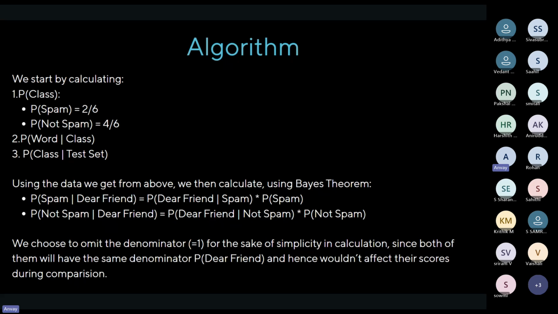So in the end, when we're computing the probabilities and comparing them, it doesn't matter. It's just a constant. So for the sake of simplicity and calculations, we just assume it to be 1 in all cases, as it won't affect the scores in comparison. So yeah, then let's calculate for this.